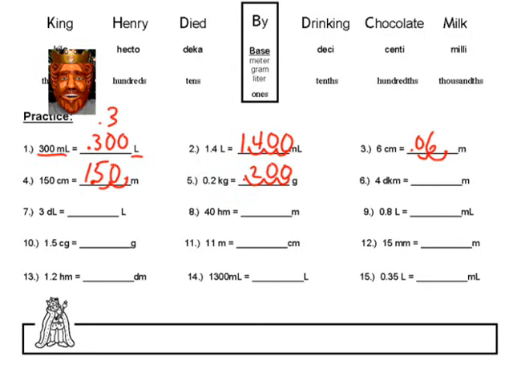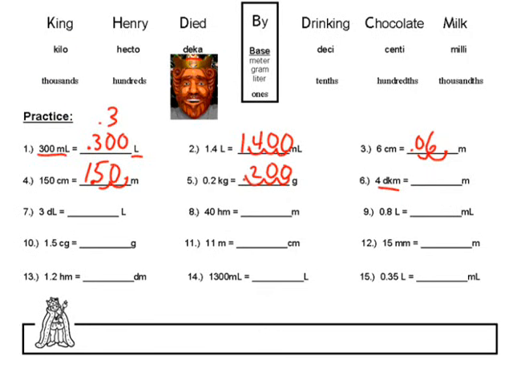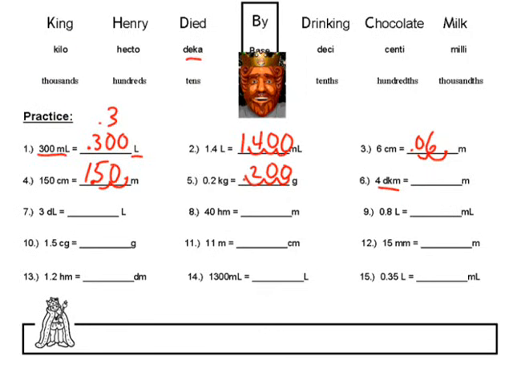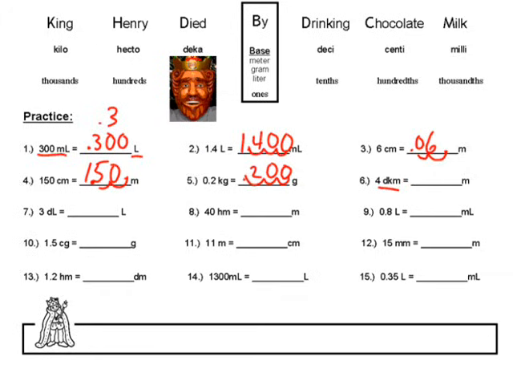Now on the next one, that's 4 decameters. Remember, deca is on the same side as kilo. So I'm starting at deca, and I want to convert that into meters. And meters is just 1 away. So I would start with 4, move the decimal 1. 4 decameters equals 40 meters.